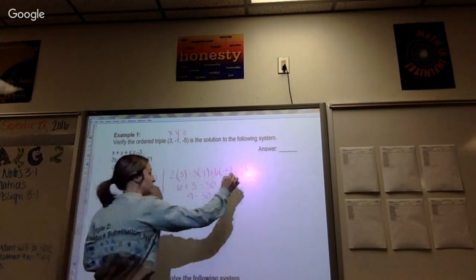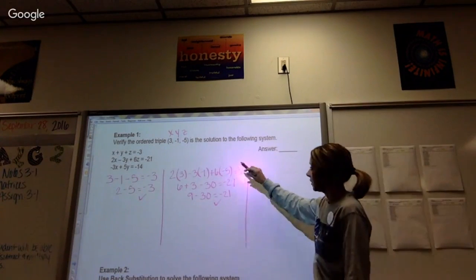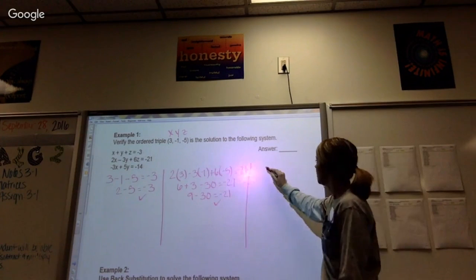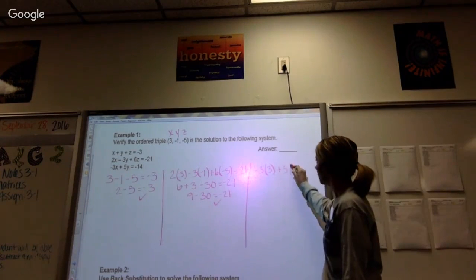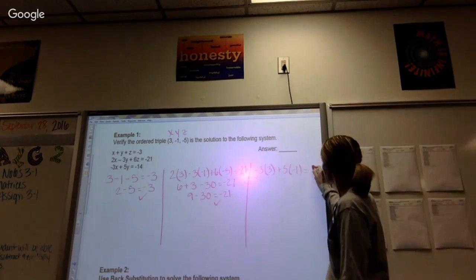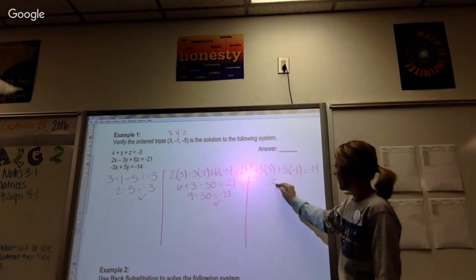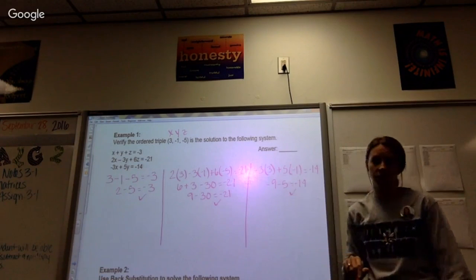Just because the first two are correct doesn't mean the third one's going to be. So you have to plug in the third one also. So you have, notice there's a missing z, but you're still plugging in for x and y. So -3 times 3 plus 5 times -1 equals a -14. That's a -9 minus 5, which does equal a -14.